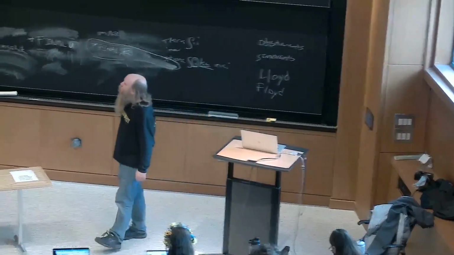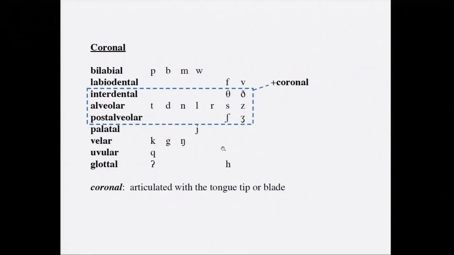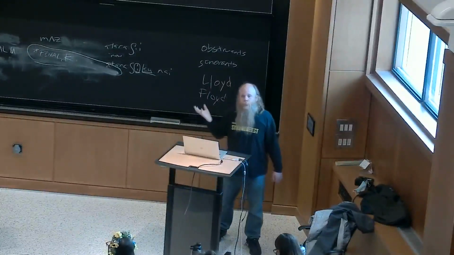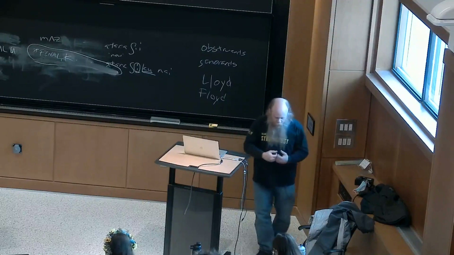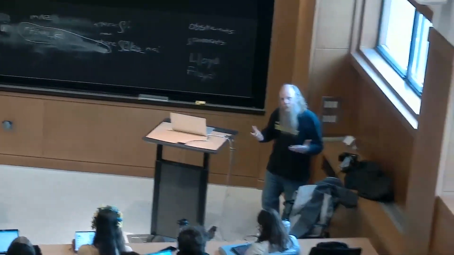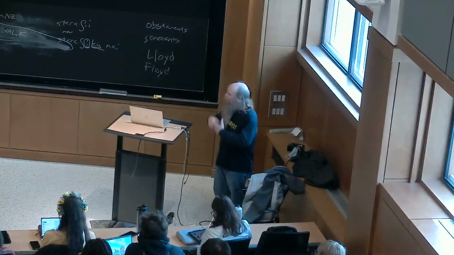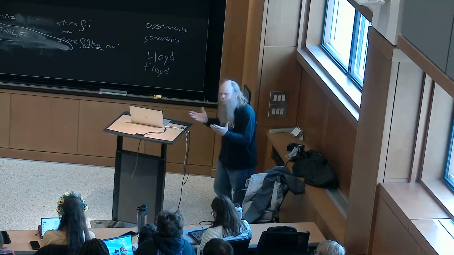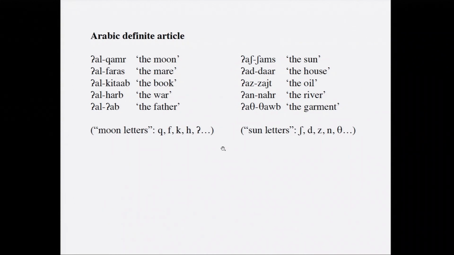The coronal sounds are the ones that are the sun letters. They're the ones where the last consonant of the definite article just becomes a copy of the following consonant. Notice that the last consonant of the definite article underlyingly is L, which is itself coronal. Right? So the end of the definite article is going to be coronal. If nothing else happens, it's going to be L. But if there's a coronal right after it, it just becomes a copy of the following coronal. Does that make sense? That's what's going on in all of these examples.